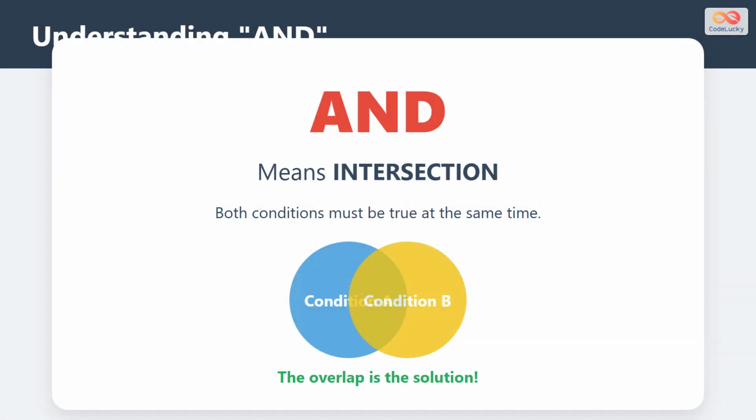When we use the word AND, we are talking about an intersection. For a number to be a solution, it must satisfy condition A and condition B at the exact same time. We are looking for the overlap.